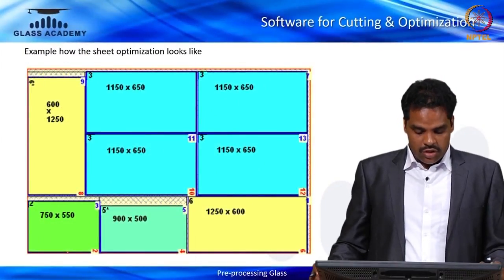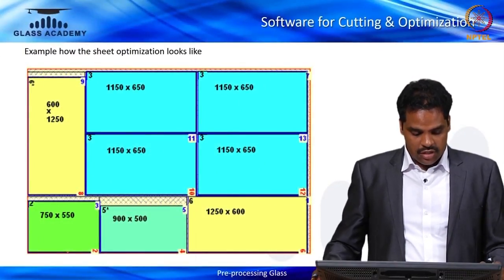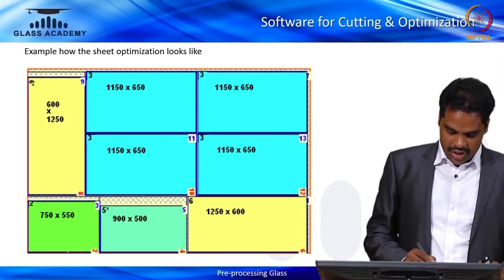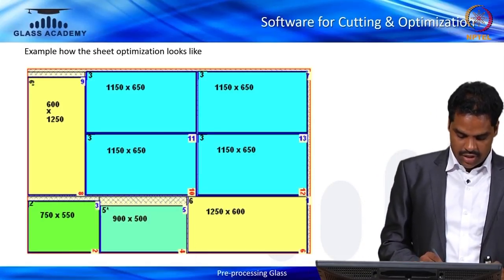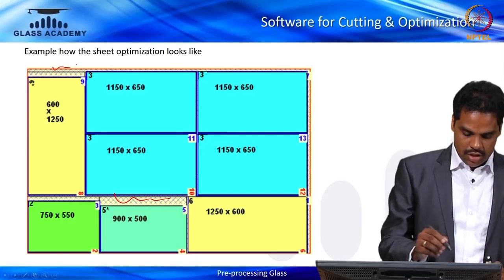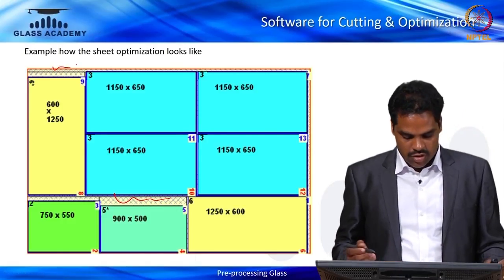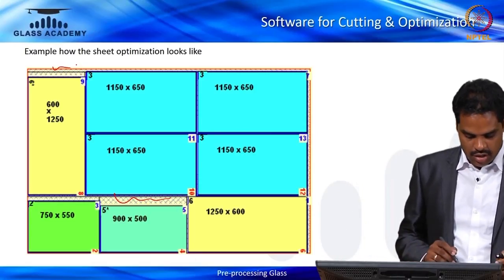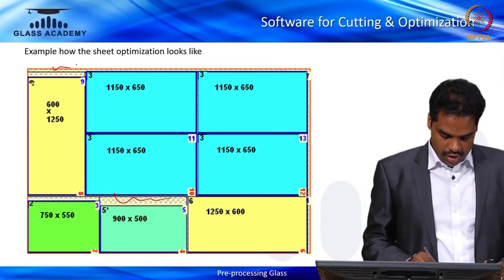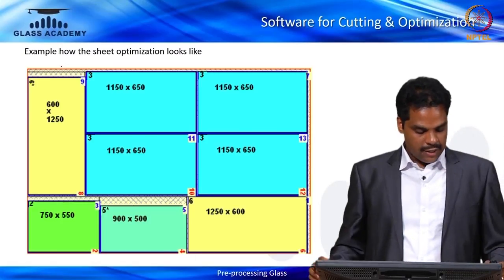So this is how the glass optimization looks. You can find there is very little wastage in this area. So this is how it looks. This sheet almost looks like a 95% yield. Good yields give you good productivity.